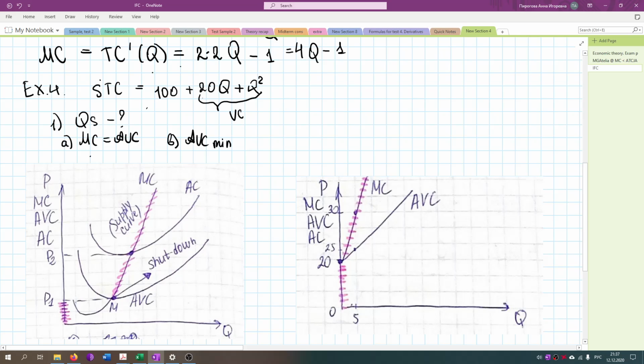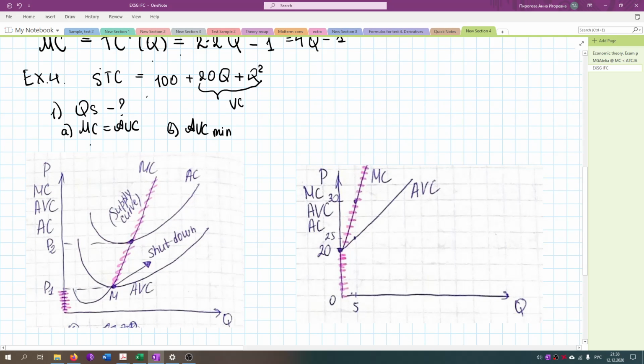So our question is how much will be quantity supplied in the case where marginal cost is equal to average variable cost, and in part B, where our average variable cost is at its minimum.